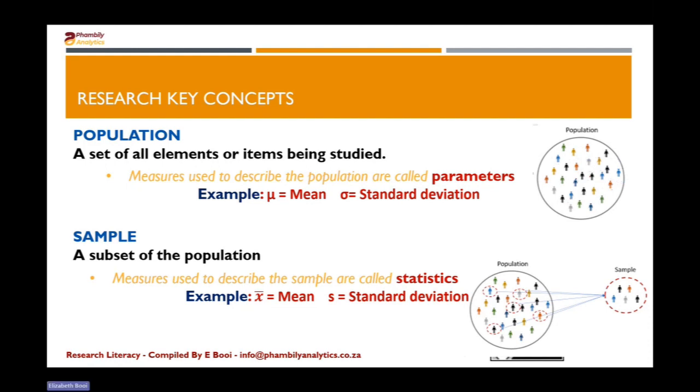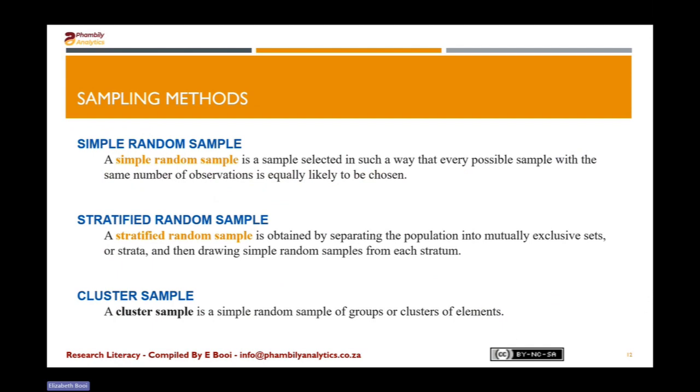Okay, so how do we then draw this sample? You can draw this sample using many methods out there, but I'm only going to concentrate on the three probability sampling methods. Like I explained previously, there are probability sampling methods, and there are non-probability sampling methods, like your convenience sampling method. There are other methods. It's just that for today, my mind is not there yet.